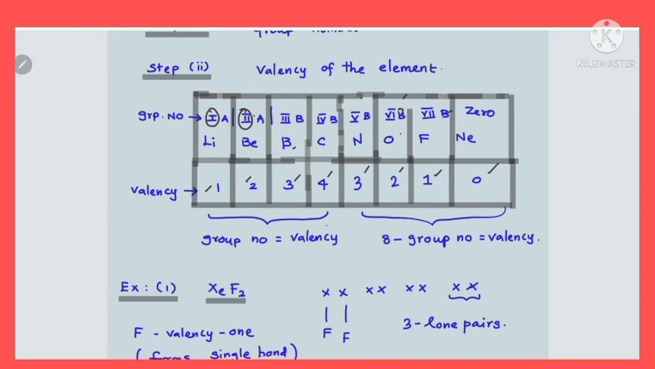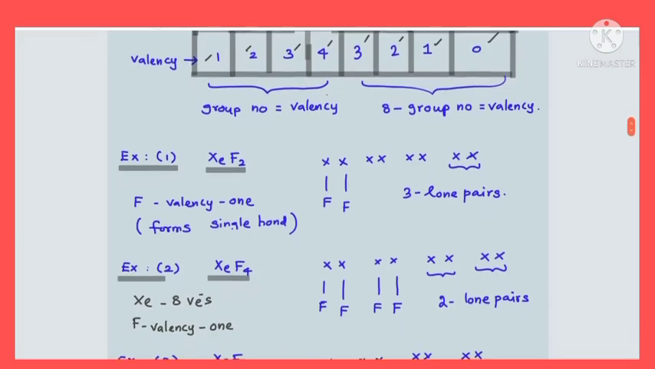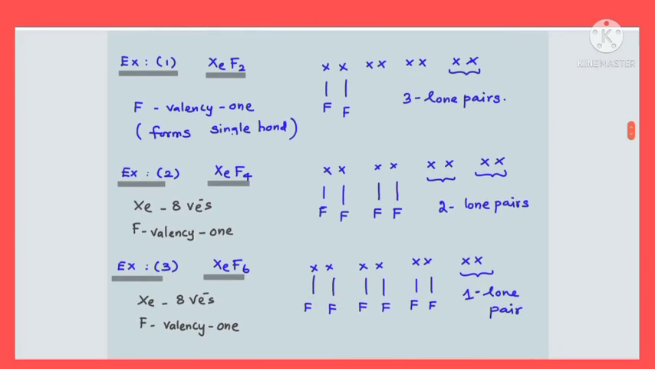Now from the group number as well as the valency of the element, we are able to predict the number of lone pairs of electrons. Let us discuss some examples. The first one is XeF2, xenon difluoride. Xenon belongs to the inert gases, so xenon has 8 valence electrons. Totally there are 8 valence electrons, which is nothing but the xenon outer electronic configuration.